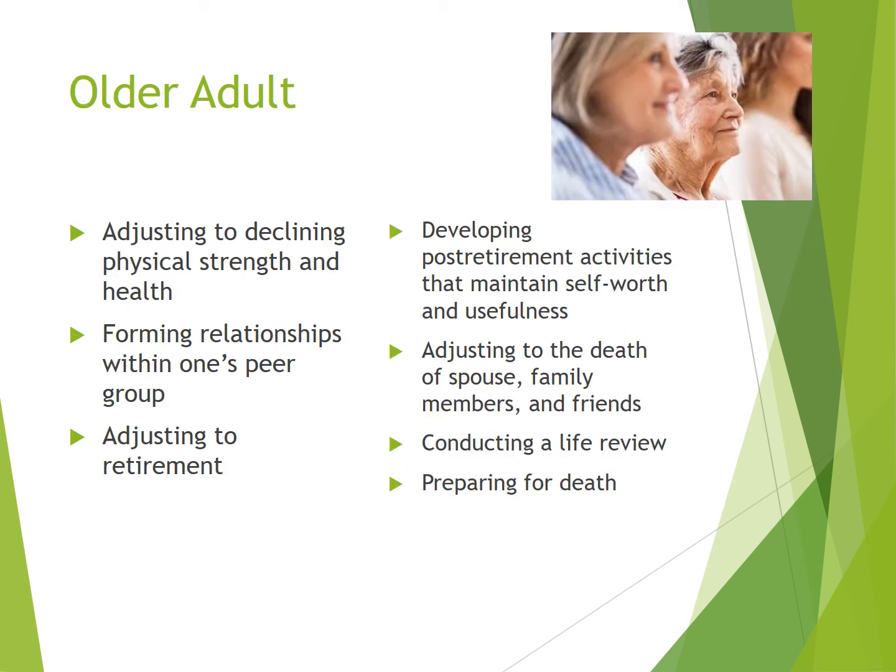The older adult might be adjusting to their declining physical strength and health, but that's not necessarily true. We can't categorize everybody in that. They are going to be forming relationships with people in their own peer group and probably adjusting to retirement, or hopefully thinking about retirement. Hopefully they're going to have some post-retirement activities that help them maintain their self-worth and make them feel useful. They're going to be adjusting to the death of spouse, family members and friends, brothers and sisters and people their age. They might be doing a life review, and they're preparing for their own end of life.